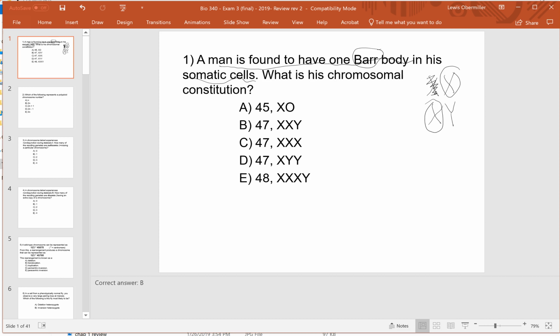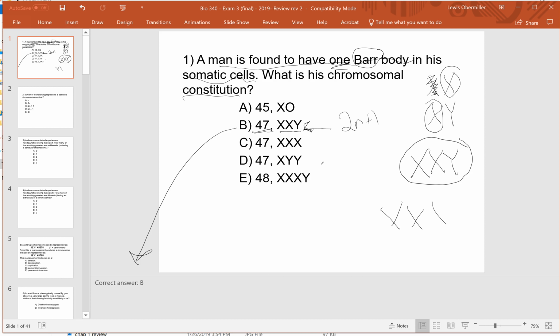However, it's possible that you could be XXY, and in that case, you'd have 47 instead of 46, which would be 2n plus 1. So the chromosomal constitution would be XXY. And then you could take this further and say, what if there are two bar bodies? Well, then it would be XXXY, because these would have to be condensed, or the dosage wouldn't be correct for XY.